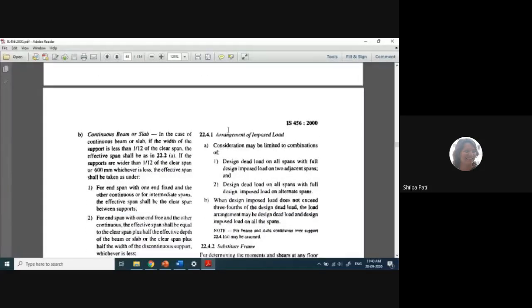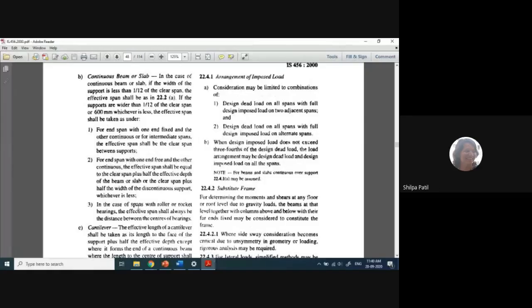Width of support is 300. Right. So for that, tell me. Again, for that we use the first point for the end span with one end fixed. No, one end fixed and the other is continuous.